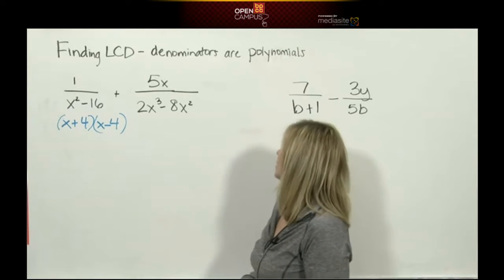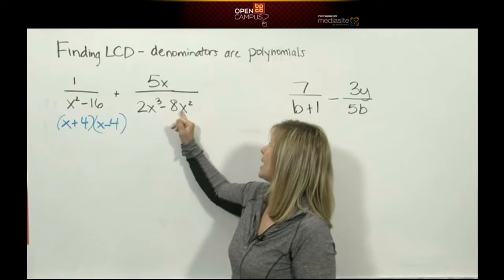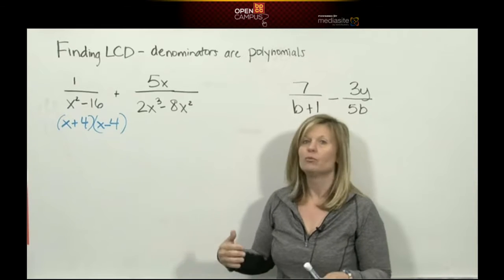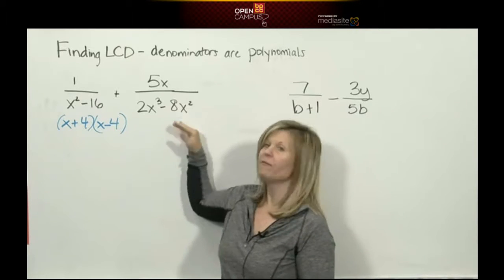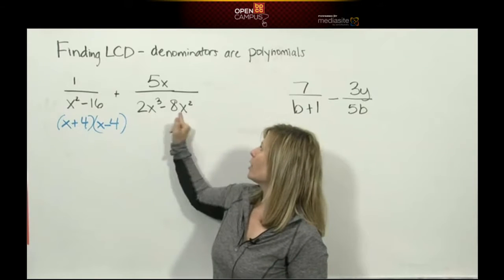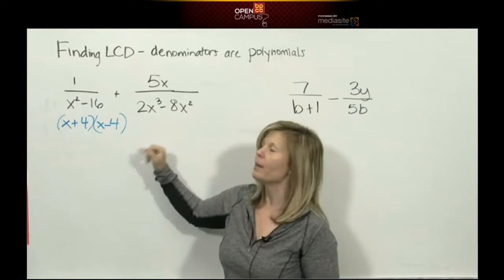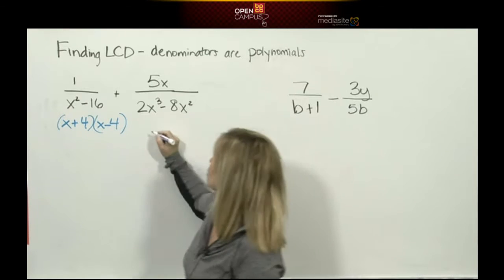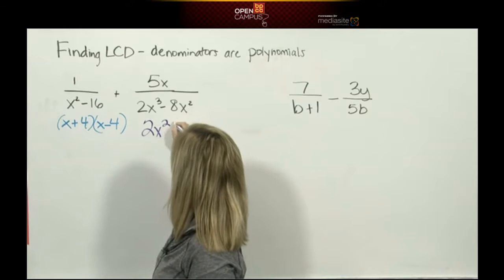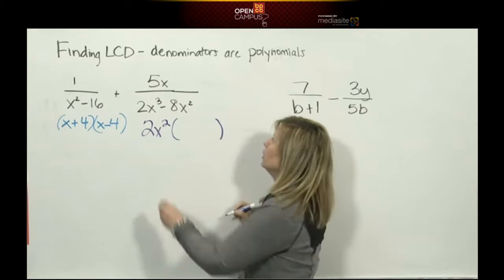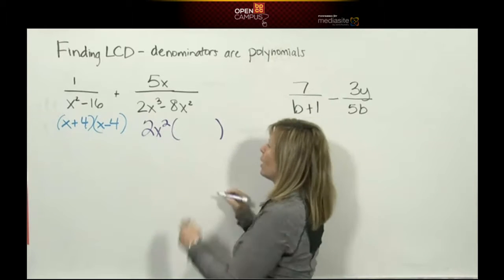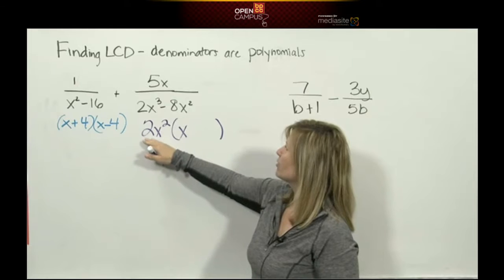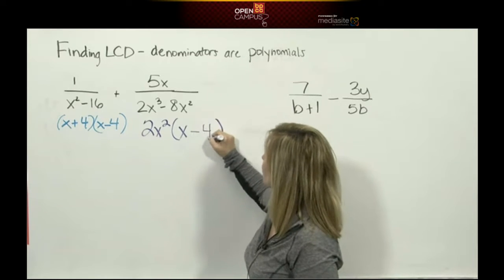Let's go to our next denominator: 2x cubed minus 8x squared. All right, how do we factor that? Well, go in order. The first rule of factoring is GCF. What do these terms have in common? Well, they both can be divided by 2, and they can both be divided by x squared. So we're going to factor out a 2x squared, and you're going to tell me what's left. 2x cubed divided by 2x squared would be just x. Negative 8x squared divided by 2x squared would be negative 4.